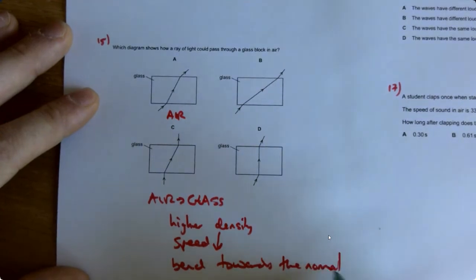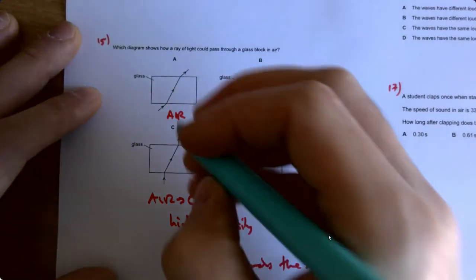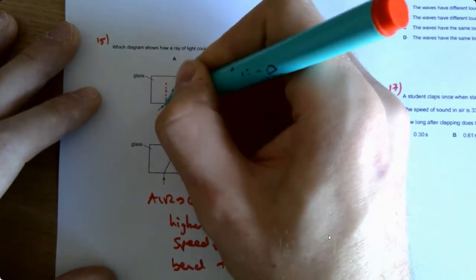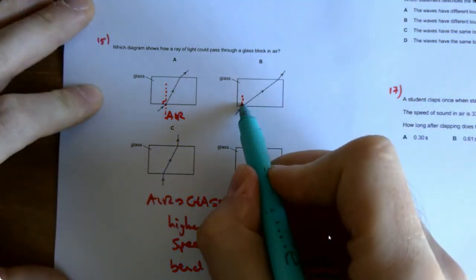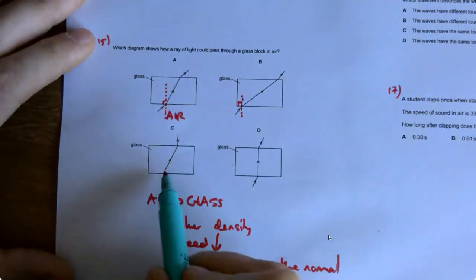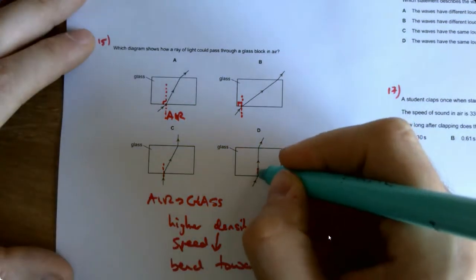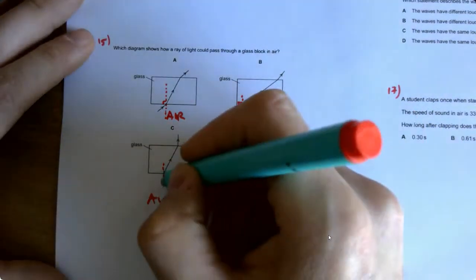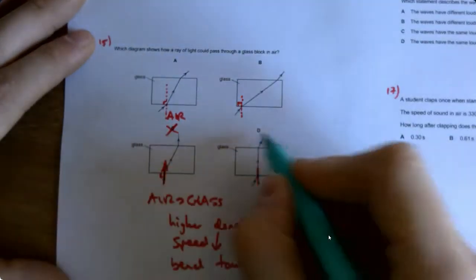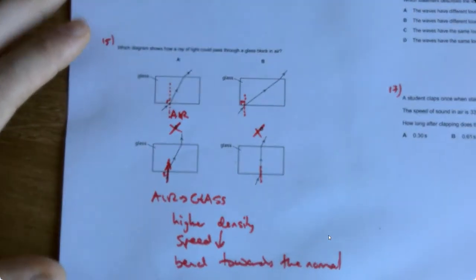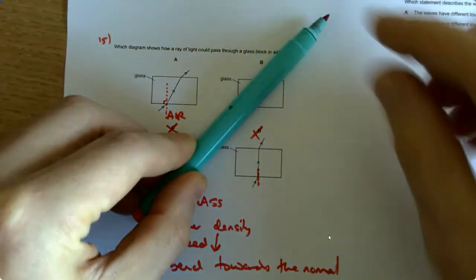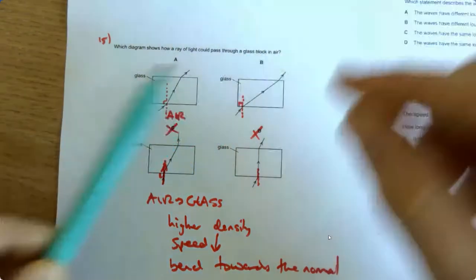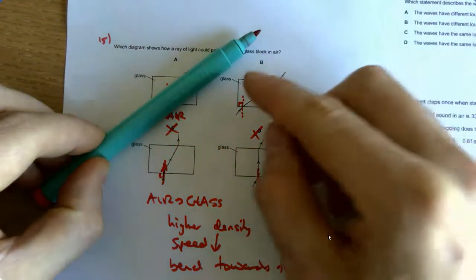That's always very crucial. The normal is the line that is at 90 degrees to the surface where the light ray touches. So we could draw on the normal in these ones here, and what do we see? Well, in C and D, the light is approaching along the normal, so in that case it will just travel straight through. In B, it bends away from the normal. The light would be going this way, it bends away from the normal, whereas in A, it's going this way, and then it bends towards the normal, so it must be A.